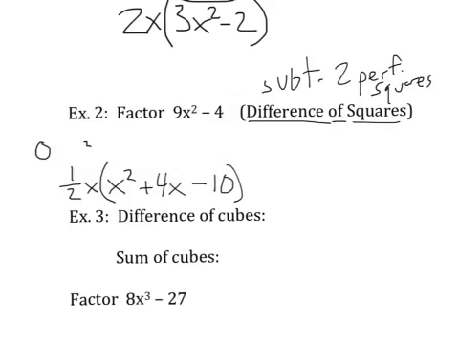We are going to take the square root of each one of the terms. So the square root of 9x squared is 3x. The square root of 4 is 2. And so I take the square root of both, and now I'm going to do 2 things. I'm going to add those 2 terms together, and then I'm going to multiply that by the subtraction of those 2 terms. So anytime I'm subtracting 2 perfect squares, I take the square root of each term, and I add them and I subtract them. And if I would go through and multiply this back out, I would end up with 9x squared minus 4.